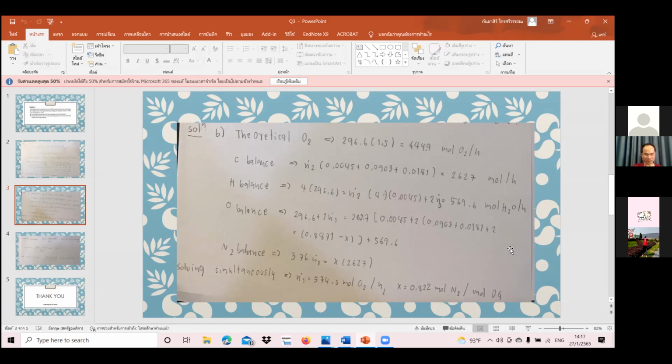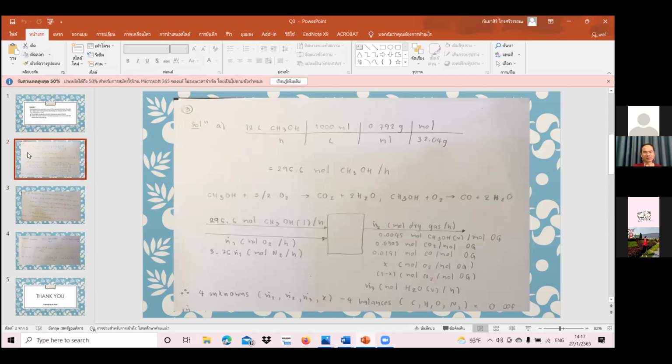That's right. Okay, could you go back to the second slide, slide number 2. For this case, we have two reactions, right? The first reaction is for complete combustion. This is for partial combustion. For the theoretical or maximum possible oxygen, we calculate from the complete combustion reaction. What are the complete combustion reaction and partial combustion reaction? Chanapat, what is the difference between complete combustion and partial combustion?